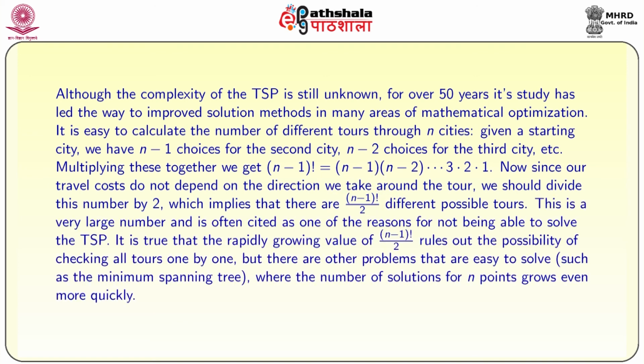So, this is a very large number, often cited as one of the reasons for not being able to solve the traveling salesman's problem. It is true that the rapidly growing value of (n minus 1)!/2 rules out the possibility of checking all the tours one by one, but there are other problems that are easy to solve, such as minimal spanning tree, etc., where the number of solutions for n points grows even more quickly.